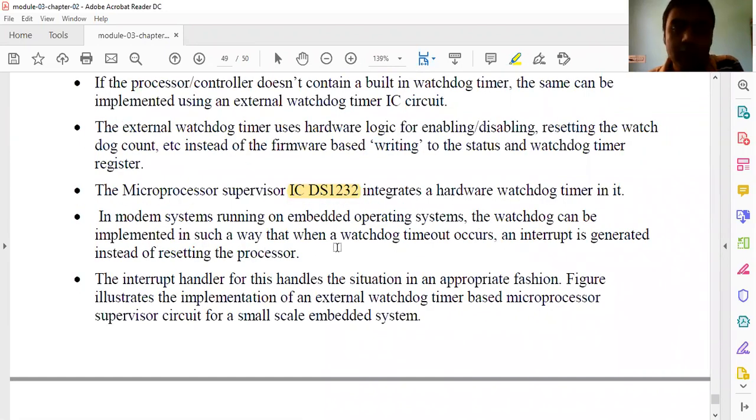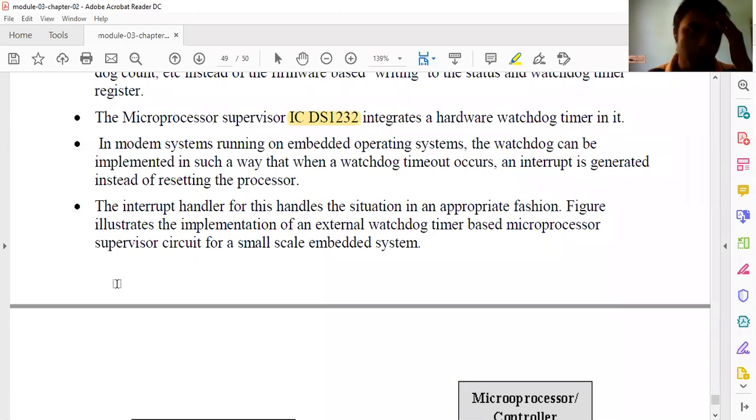In modern systems running on embedded operating systems, the watchdog can be implemented in such a way that when a watchdog timeout occurs, an interrupt is generated instead of resetting the processor. So instead of resetting the processor or the microcontroller, they simply generate one interrupt signal. That is a good move.